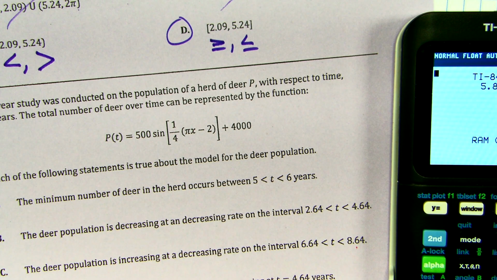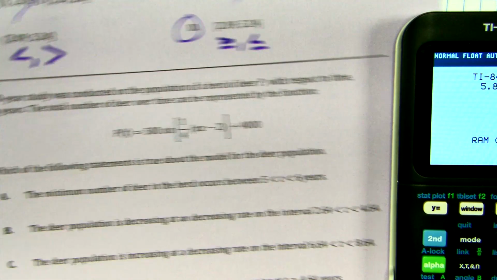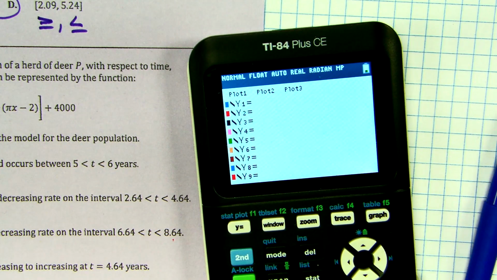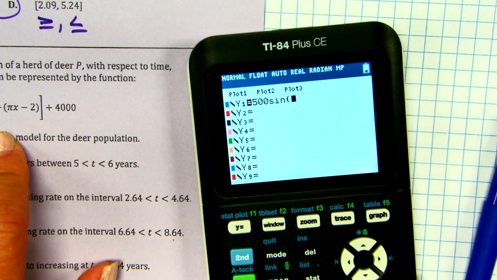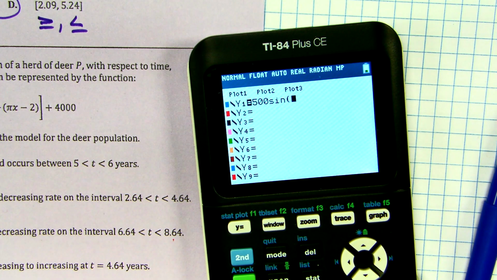Okay, so we're going to put that in our calculator, and then we're going to figure out which one of these is true. So 500 sine, parentheses open. Instead of doing 1/4 and having to put 1/4 in parentheses, I'm going to use 0.25. Same thing. Parentheses.